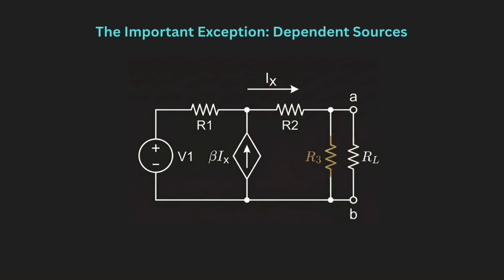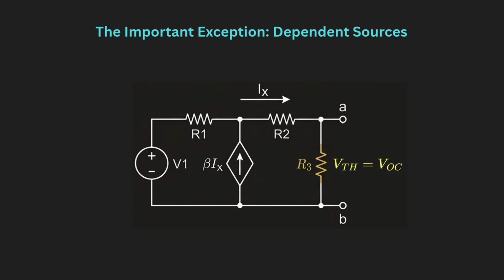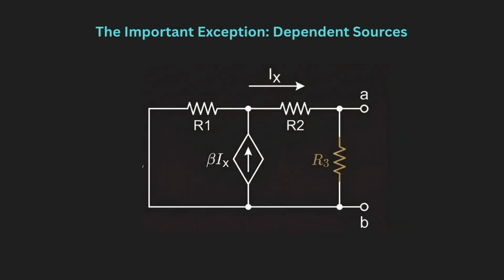The important exception, that is dependent sources. What if the circuit contains a dependent source? The method for finding VTH does not change. We still remove the load, open circuit the output terminals and find VTH, which is nothing but VOC. The difference comes when finding RTH. We cannot simply deactivate the dependent sources and use the resistor simplification method. Only independent sources are deactivated. The dependent source remains active because its value depends on voltage or current elsewhere in the circuit. So for dependent source circuits, we need another method to find RTH.